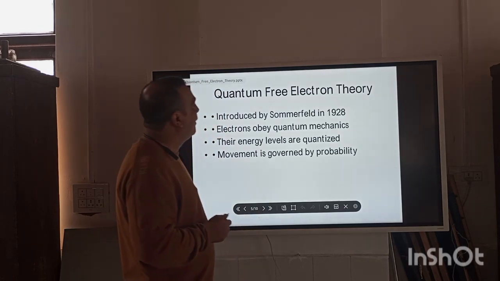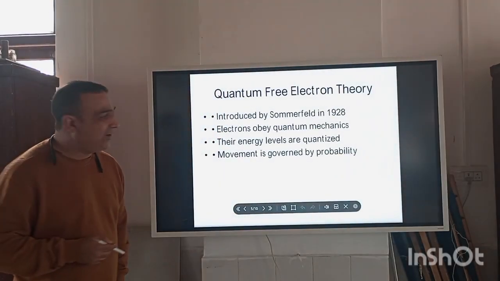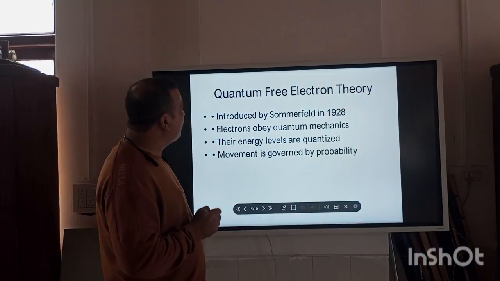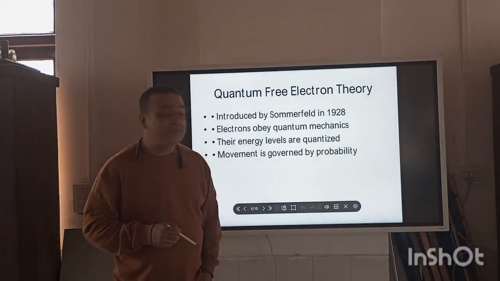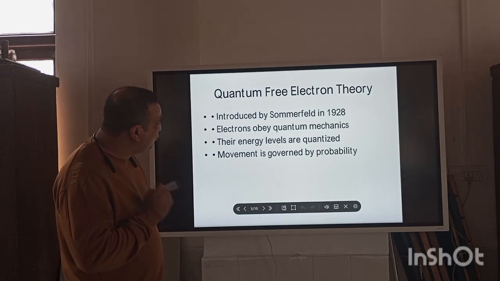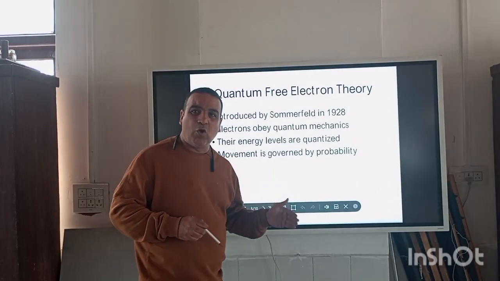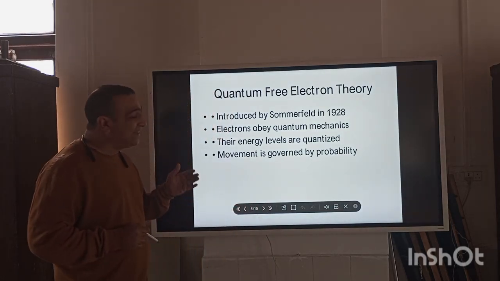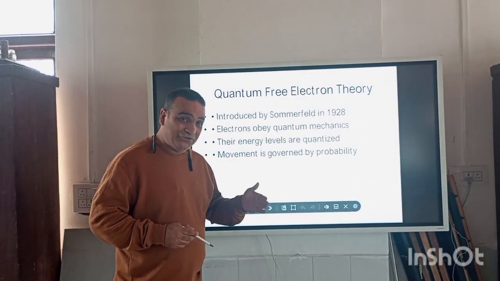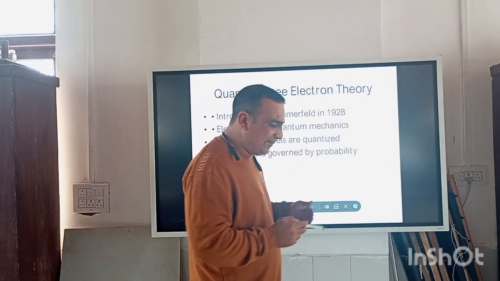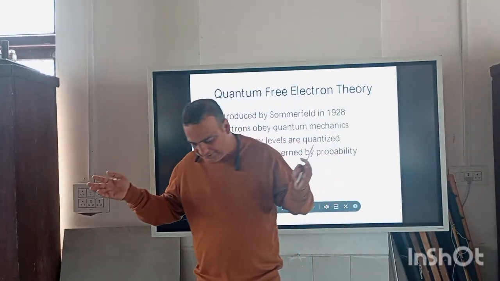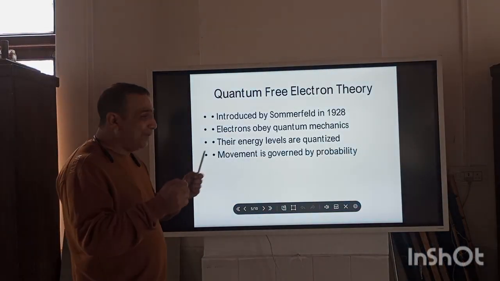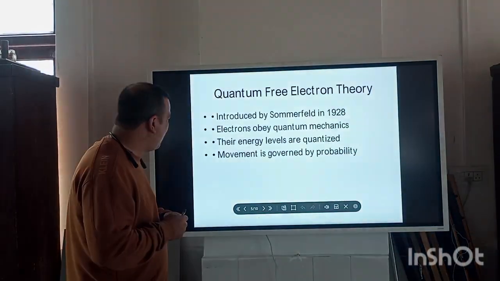Now, talking about quantum free electron theory, this theory was introduced by Sommerfeld in 1928. Electrons obey the basic laws of quantum mechanics, and their energy levels are quantized, which is a contradiction to the classical model, because in the classical model the electrons can have all possible energies, being point balls in the classical domain.